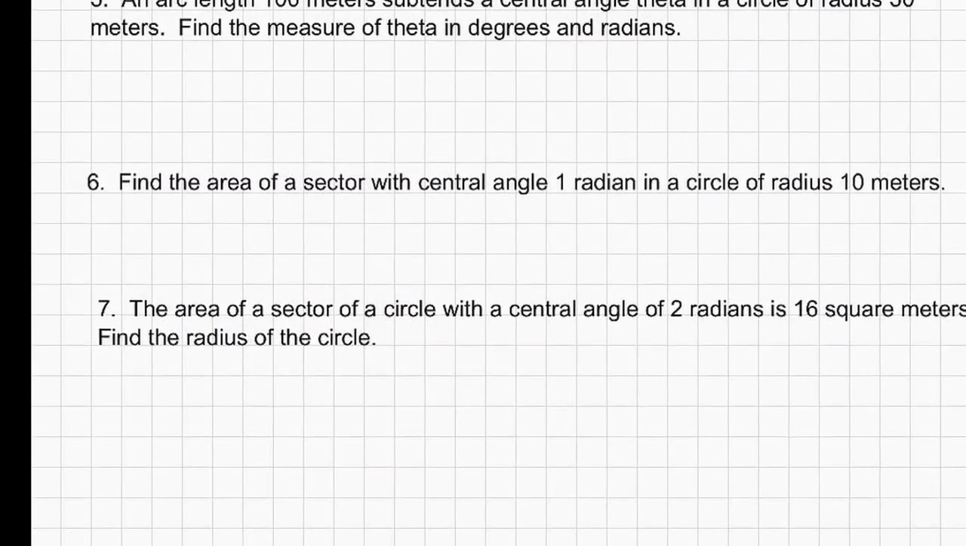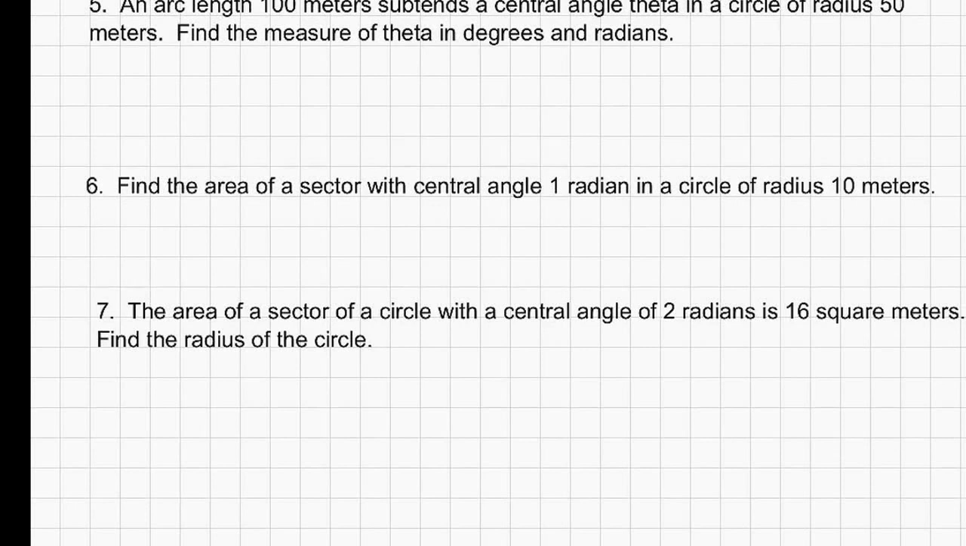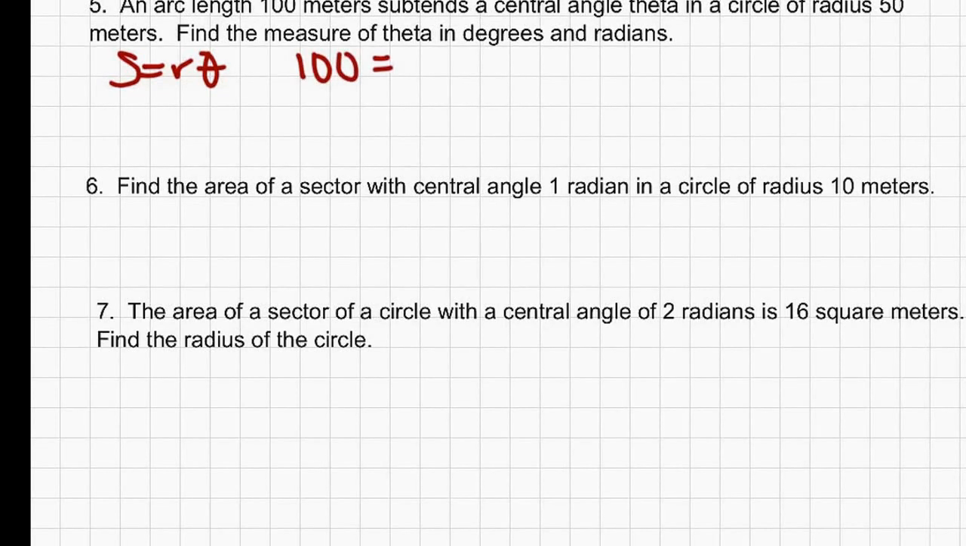Number 5, an arc length, 100 meters, subtends a central angle theta in a circle of radius 50 meters. Find the measure of theta in degrees and radians. So in this case, S equals R theta. They told me the arc length is 100. And I know that the radius is 50 meters. What I don't know is theta. So in order to find theta, you divide by 50 and you find out theta is 2.